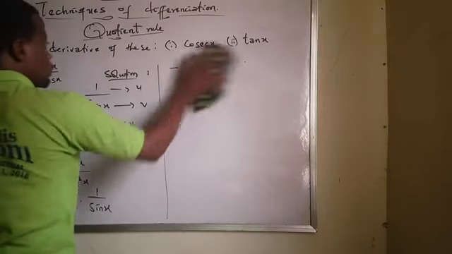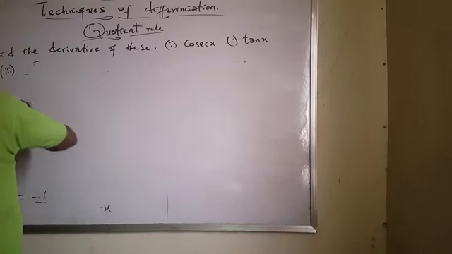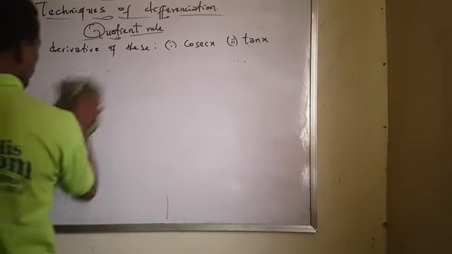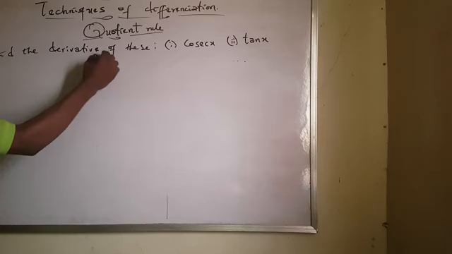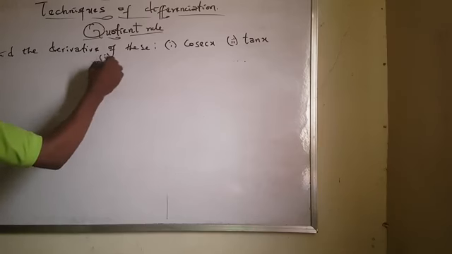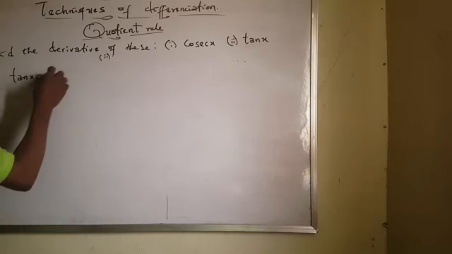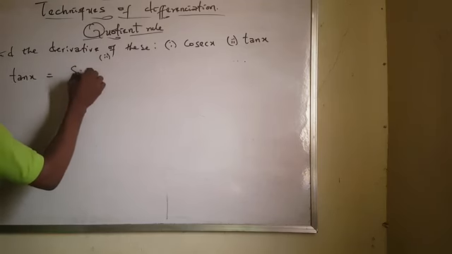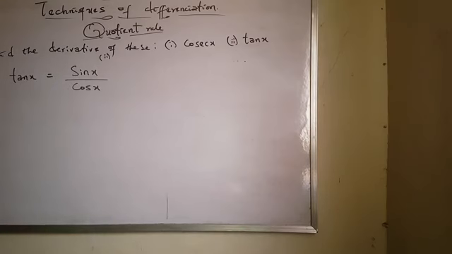Example 2. Okay, no problem, we'll sort it out. Tan x. Tan x is the same thing as sin x upon cos x, isn't it? So what do we have now?